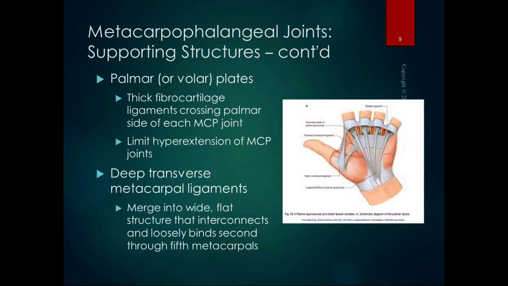We also have deep transverse metacarpal ligaments that merge into a wide, flat structure that interconnects and loosely binds the 2nd through 5th metacarpal. So that's all pictured in this lovely picture that I found out there on the internet. There's a reference at the bottom of it, but you can barely read it.